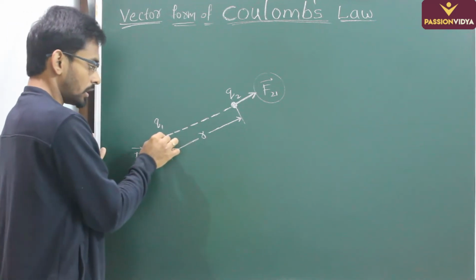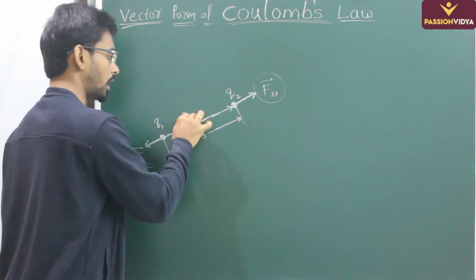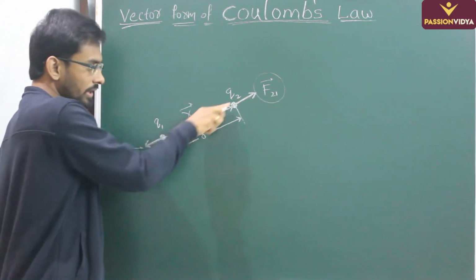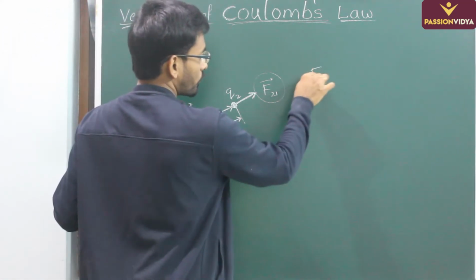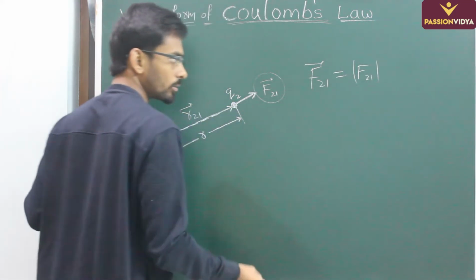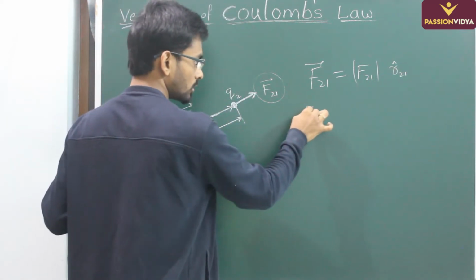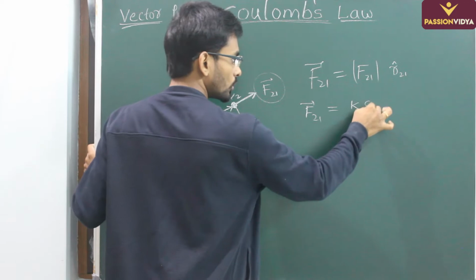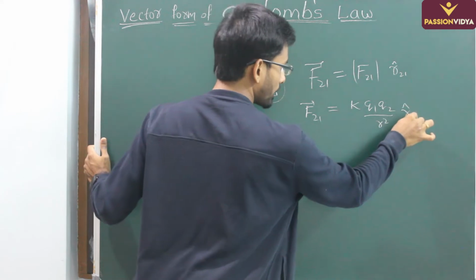So now let us write expression for force in vector form. Let us consider the position vector of 2 with respect to 1 as this R21 bar. Now the direction of this force F21 is along this position vector. Now F21 bar will be magnitude of it, we already discussed by Coulomb's law, and the direction is R21 cap. So now F21 bar, that is force on 2 due to 1, will be K into Q1 Q2 by R square into R21 cap.